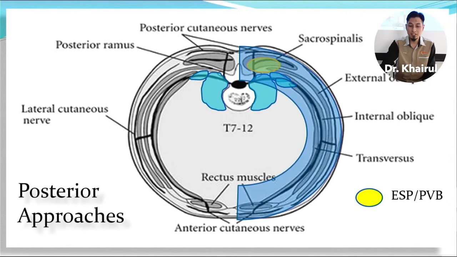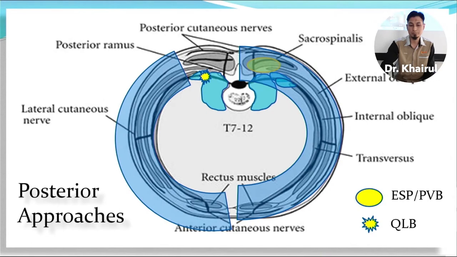Both these blocks cover the anterior part of the abdomen and also the posterior part of the abdomen. We also can perform QL block. There are three types of QL, QL1, QL2, and QL3. For QL3, we inject the LA in plane between the QL muscle and psoas muscle. It blocks the transmission from the ventral rami, and thus it covers the anterolateral part of the abdomen.